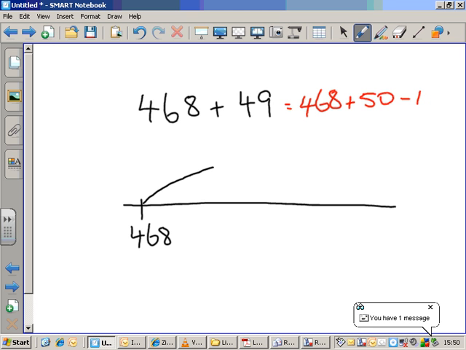How are you going to do this? Well, you could try and do it all in one jump, couldn't you? And possibly you can do that. Maybe you can do 468 plus 50. You could write it down, couldn't you? 468, add 50, like that.